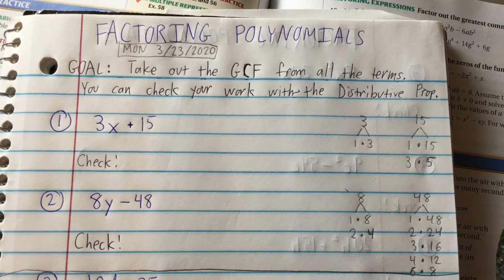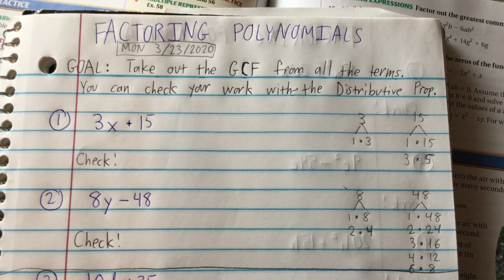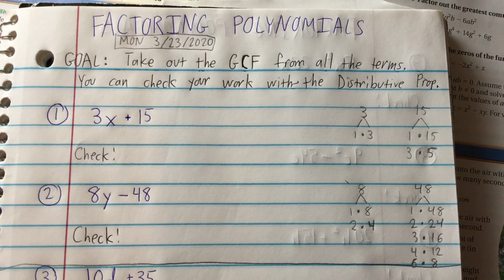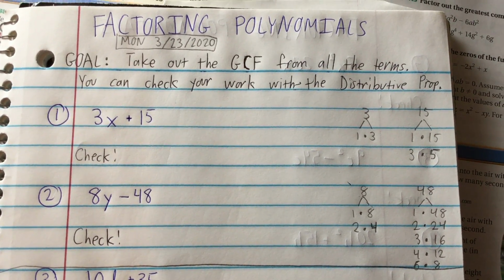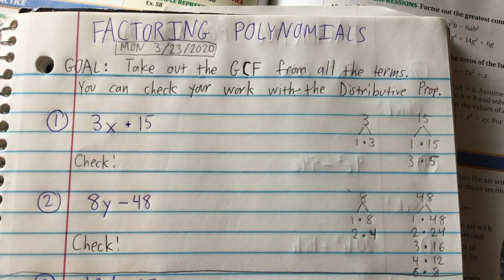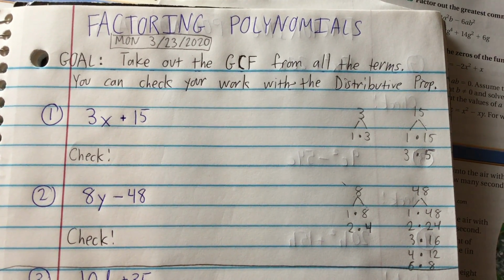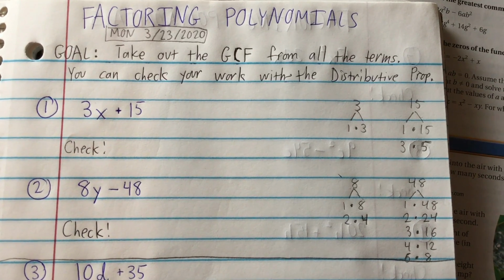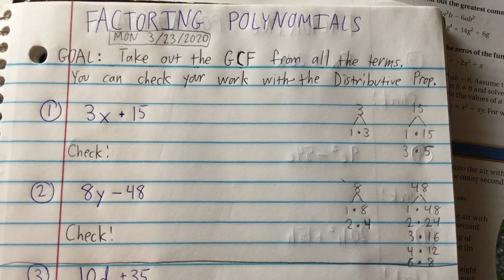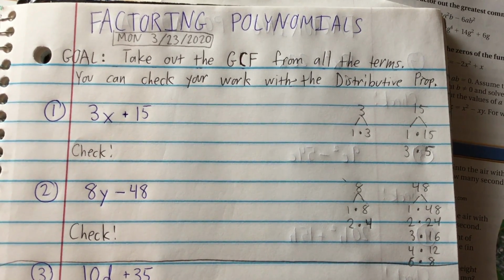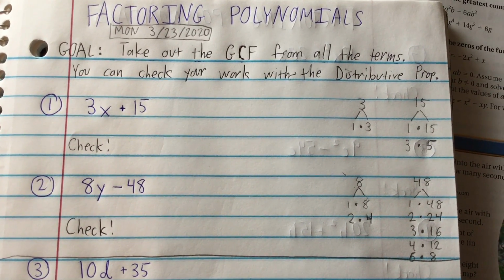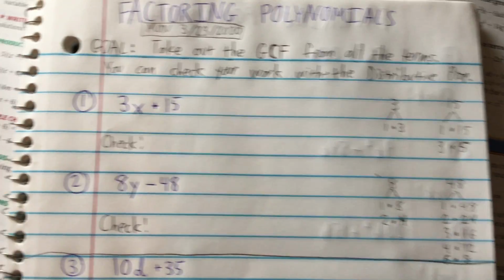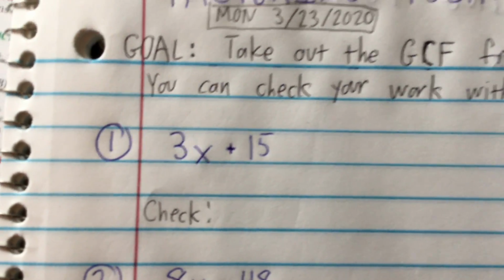Anyway, so the goal of factoring a polynomial, remember that to factor something, the verb, is to make it into a multiplication problem. So the goal is you're going to be finding the GCF. Take the greatest common factor from all the terms, and you're going to basically want the reverse of the distributive property. So that means that you can check your work with the distributive property. Let's take a look at problem number 1.